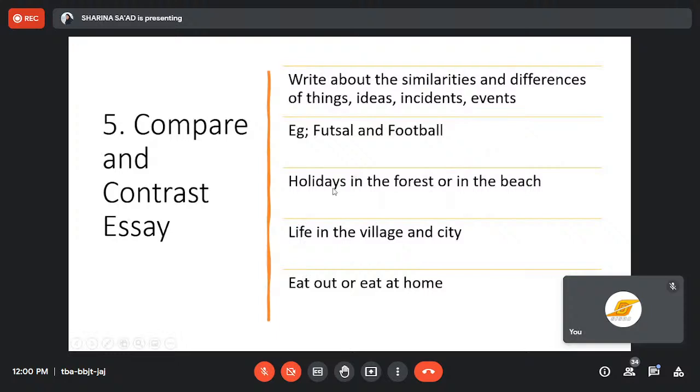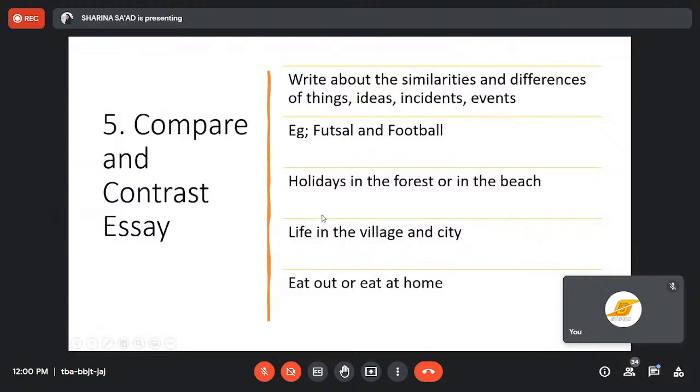Okay, holidays in the forest or in the beach. So you have here, the keyword is one, holidays, and then where, in the forest, and another is in the beach. So you have to compare between these two, forest and beach, and then you have to find the contrast about holidaying in the forest or in the beach. So you have to write the similarities and also the differences between these two places.